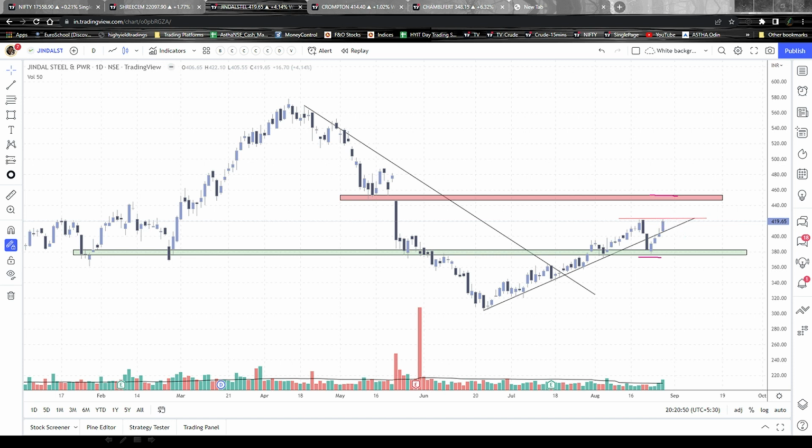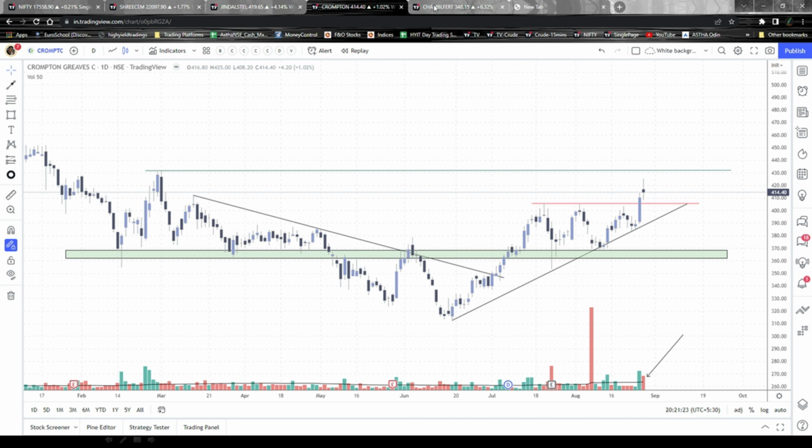Now, if you are going short, then your stop loss will be just above this resistance, and your target will be here, this zone. Simple. Okay, moving on to the next one. In this stock, Jindal Steel, you have both the chances of making money, either by going long or by going short. It depends on which direction the stock moves. So wait for it and then initiate your trade.